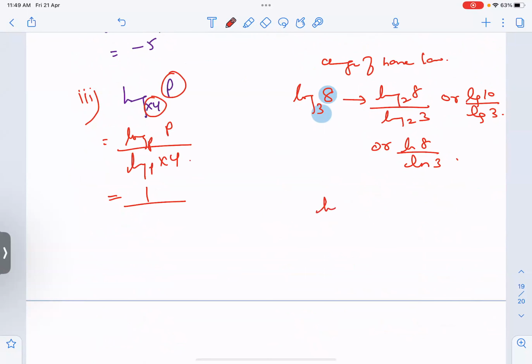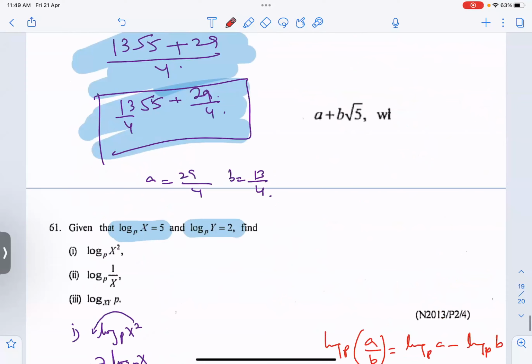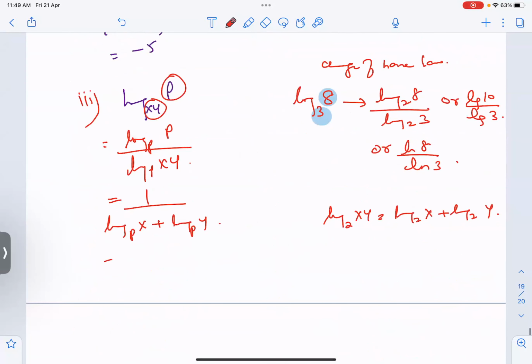What does product law say? The product law says that log 2xy can be written as log 2x plus log 2y. Okay, so I can write this one as log px plus log py. Log px is 5 and log py is 2. So I can just plug in the values: 1 upon 5 plus 2, which is 1 upon 7. This is the answer. Okay, beta?